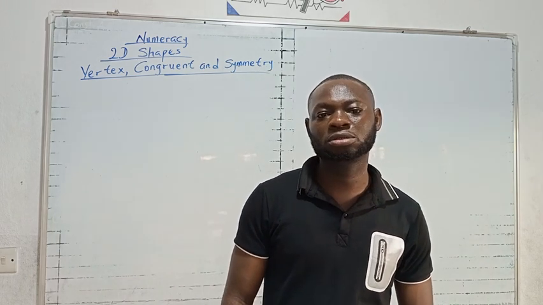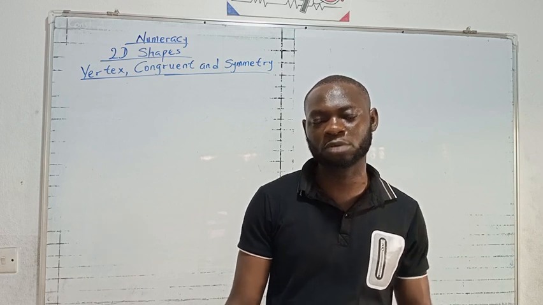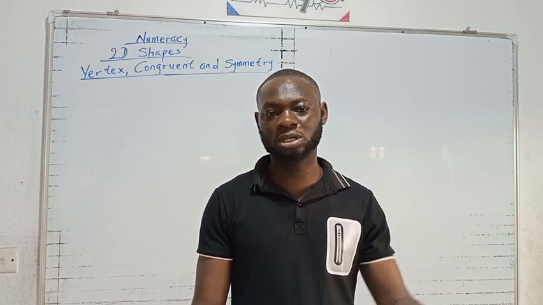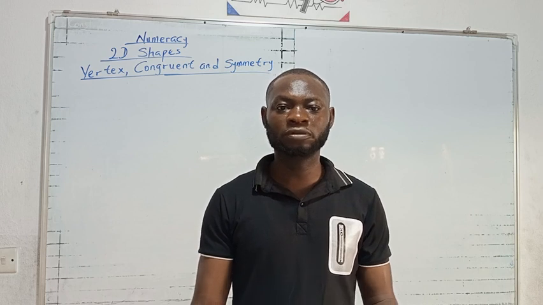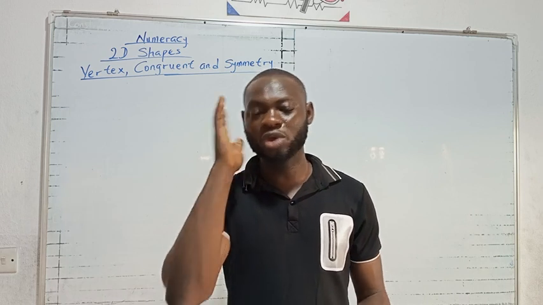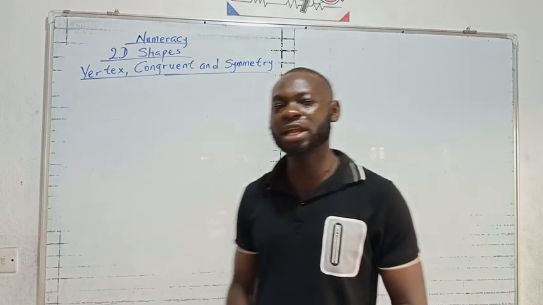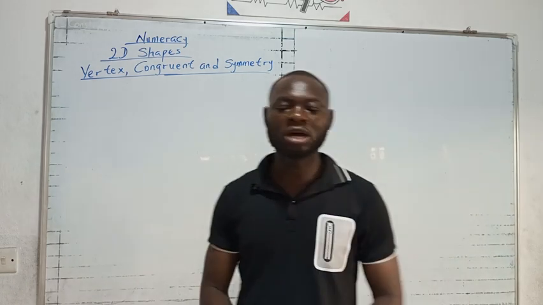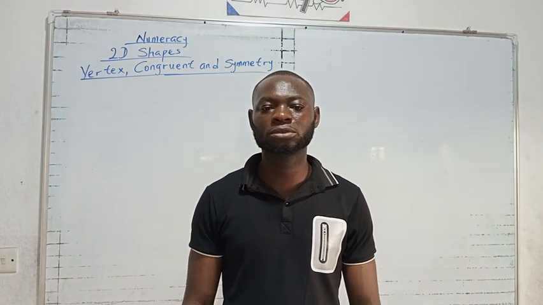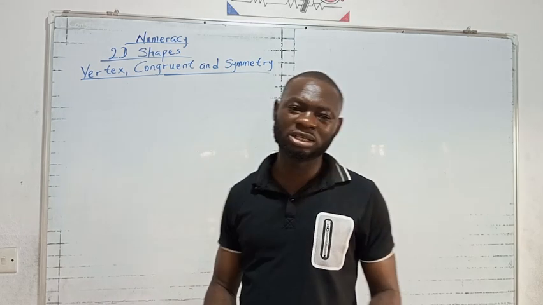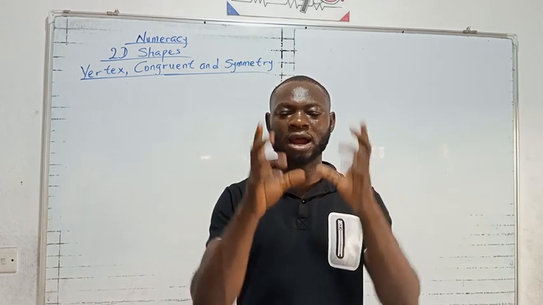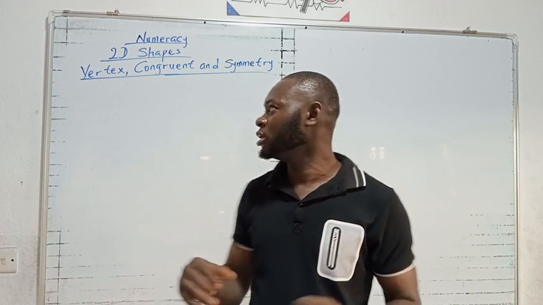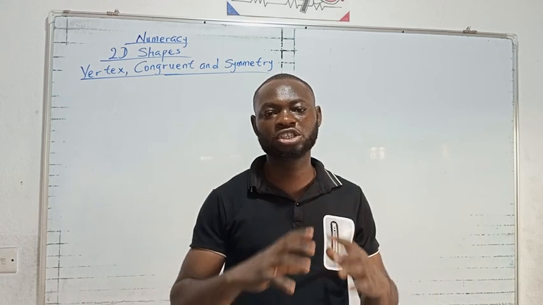Then after that, we looked at the different properties of some of these two-dimensional shapes, and we learned how to calculate areas and perimeters of these two-dimensional shapes. Today, we are rounding up on two-dimensional shapes with learning the concepts of vertex, congruent, and symmetry. Now, these are three interesting concepts. Vertex is basically a name of a part in a shape, while congruency is talking about shape comparison, while symmetry talks about shape division.